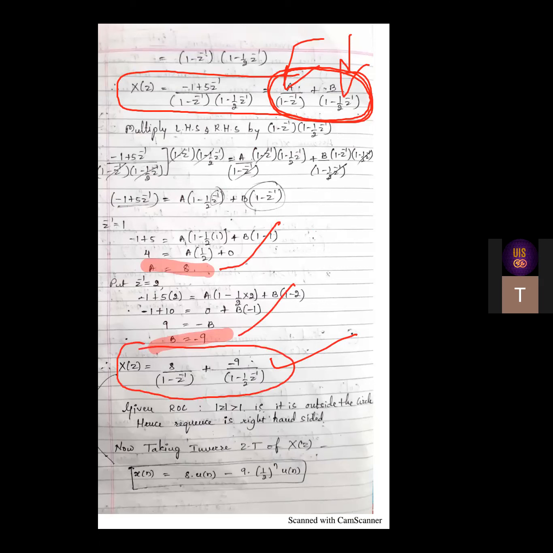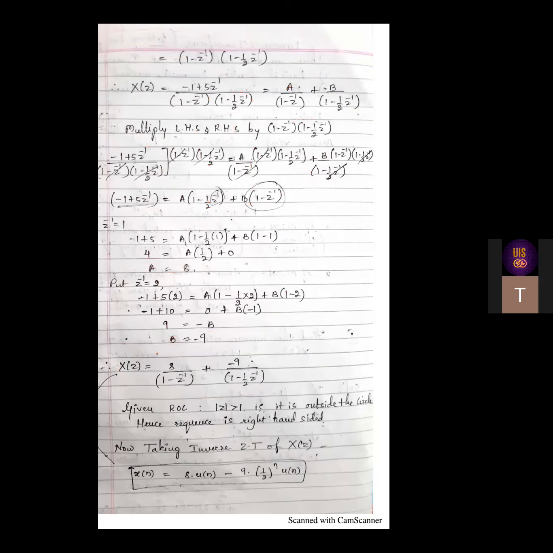Now we need to find X of n, because X of z is given to you and we are going for inverse z transforms. Till this point we haven't touched X of z, we have just modified it using partial fractions. Now the actual part comes, where we need to find X of n. In order to find X of n, just see what is given in the question.